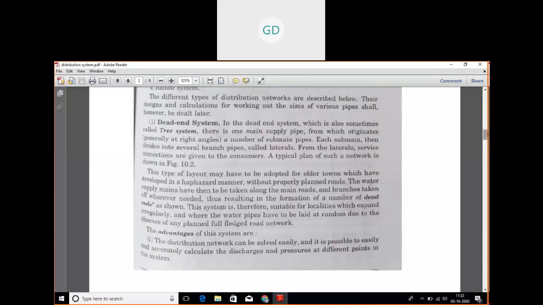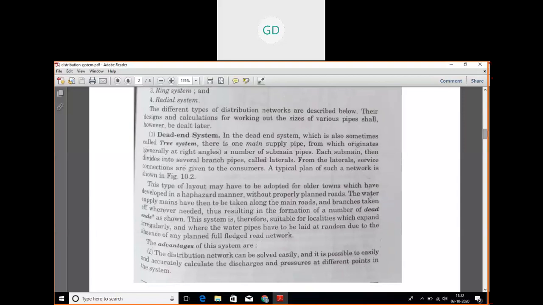So, what is a dead end system, you see? The dead end system is also known as the tree system, okay? Why is it known as a tree system? Because the layout looks like a tree. In a dead end system there is only one main supply pipe, and from that main pipe, different sub-main pipes originate. Then from each sub-main, several branch pipes originate, okay? Like that, the structure becomes like that of a tree, okay?